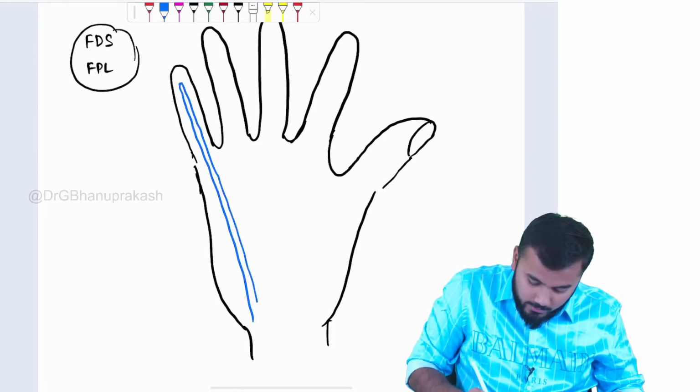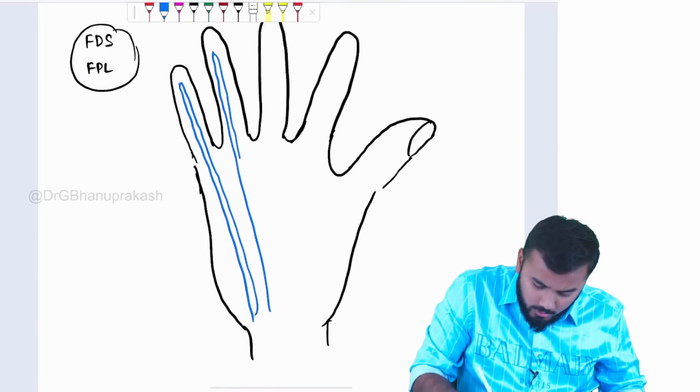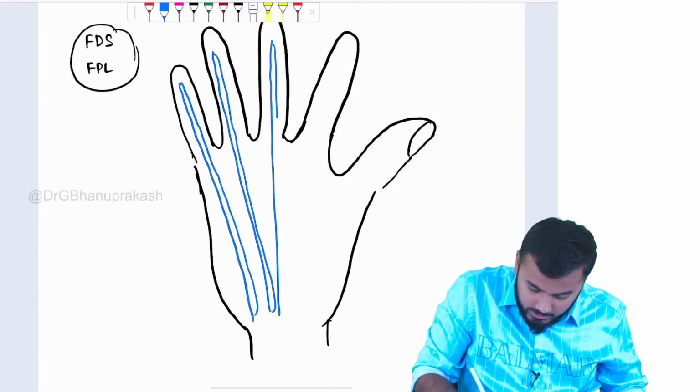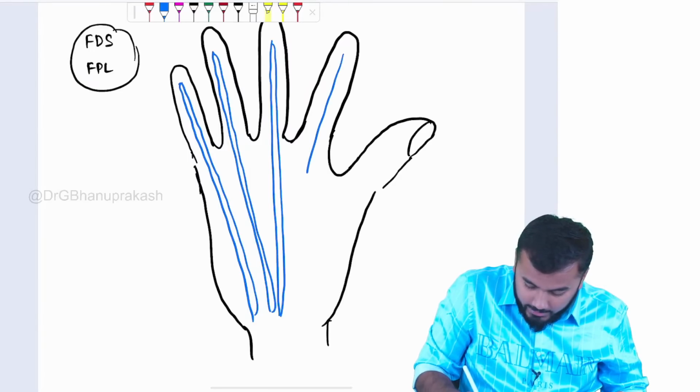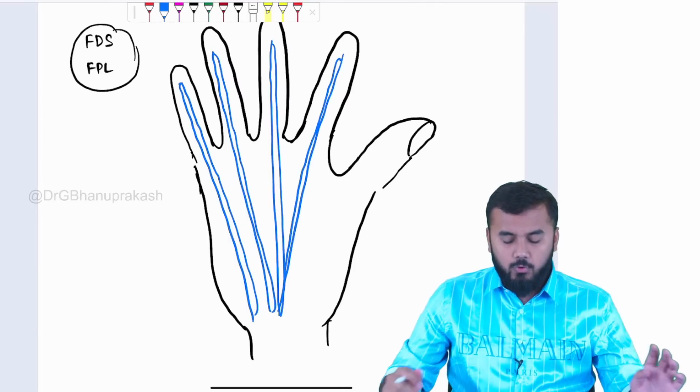So this is one, and this is a very clinical point I'm telling you now. All of you pay attention. This is two, this is the third tendon, and finally we have our fourth tendon. So these are the four tendons which we have.